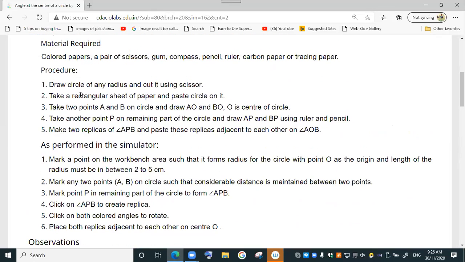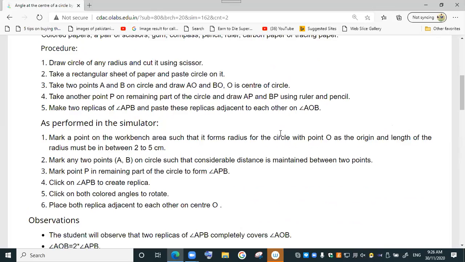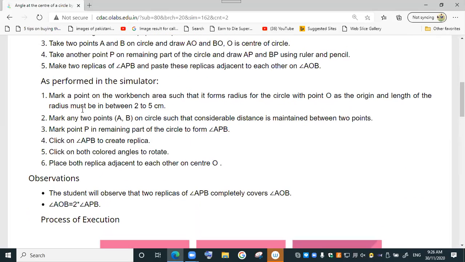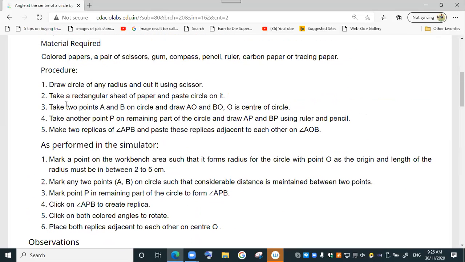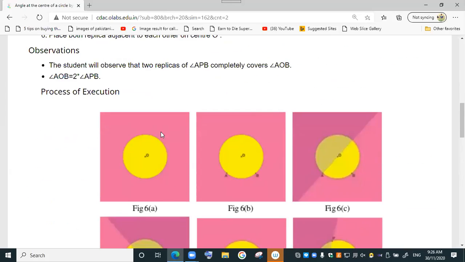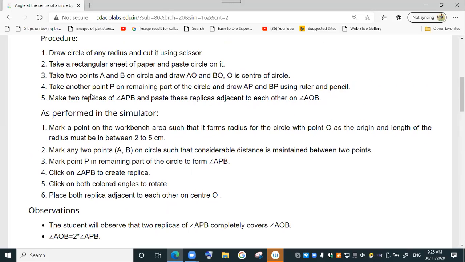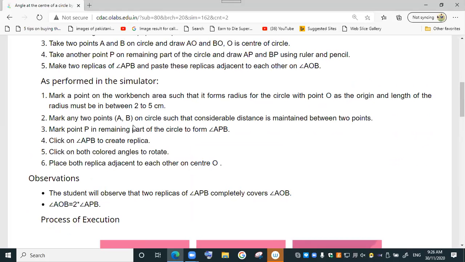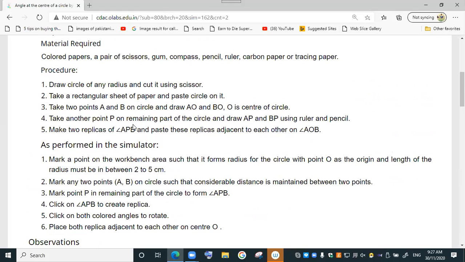What will be the procedure? Draw a circle of any radius and cut it using scissors. First, we will draw and cut it. Then, after that, take a rectangular sheet of paper and paste it on it. Rather than rectangular, just write it is a square sheet.